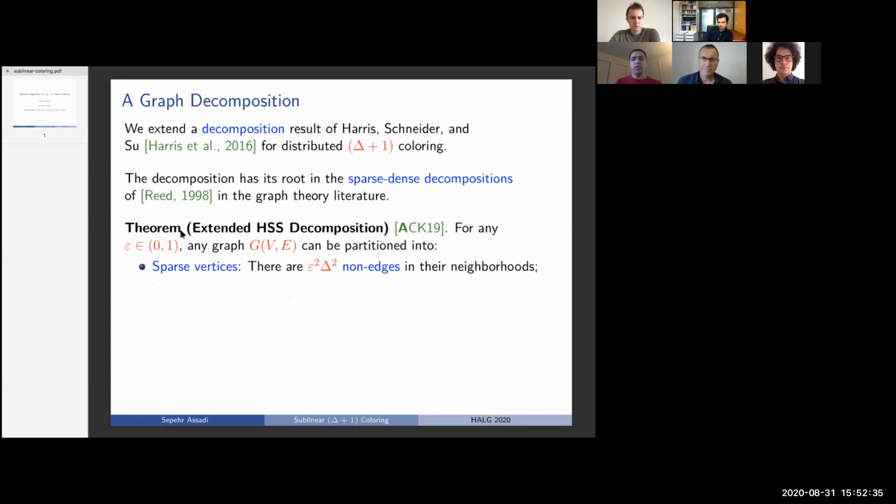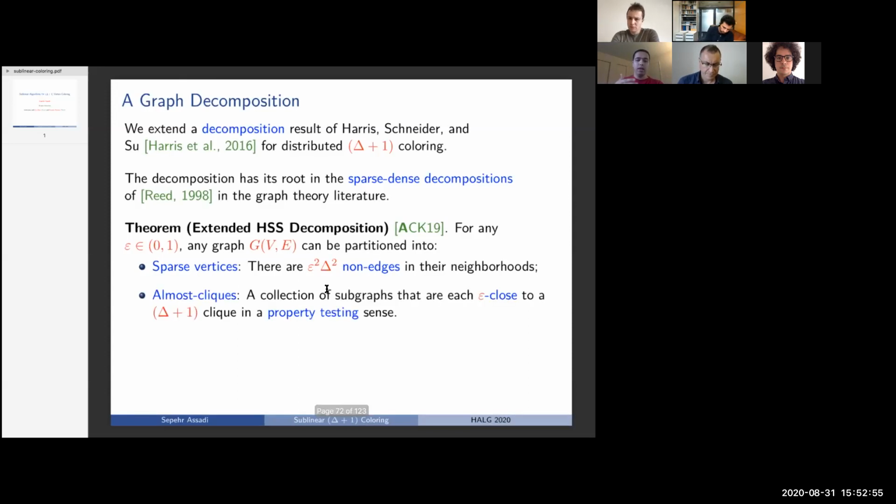Any graph G, for any parameter epsilon, can be decomposed into these two sets of vertices. We have sparse vertices, in whose neighborhoods there are a lot of missing edges. There are, let's say, epsilon delta squared non-edges among their neighbors, so the neighbors are very far from being a clique. And any vertex which is not that is part of something which is really similar to a clique. Let me just say that it's epsilon close to a delta plus 1 clique in a property testing sense, meaning that if we change less than an epsilon fraction of its vertices and edges, it turns into an actual delta plus 1 clique.